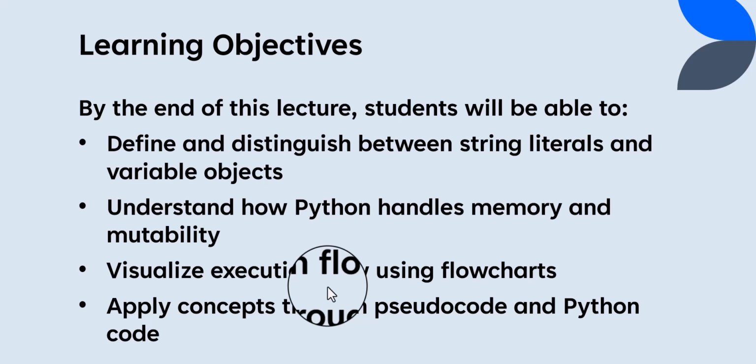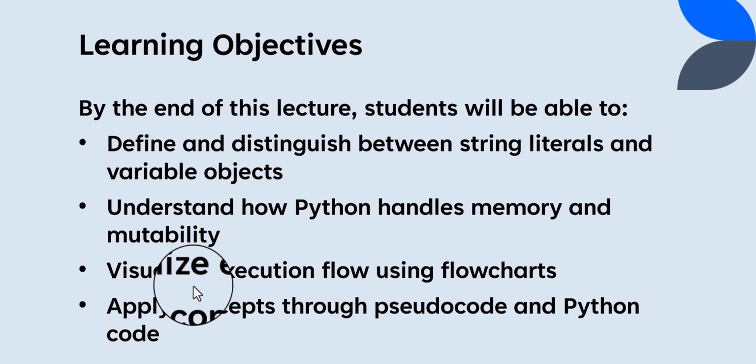So by the end of this lecture, the students will be able to distinguish between what a string literal and a variable object is, and understand how Python handles memory and mutability. That's a second objective. A third one would be to use flowcharts to help visualize the layout or the solution of your problem. And finally, you want to be able to apply the concepts through pseudocode and Python code. The pseudocode is really an outline in plain English of how the problem will be solved. And we're going to demonstrate that momentarily.